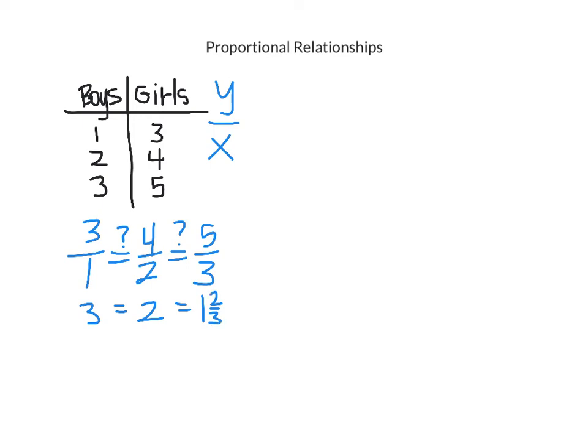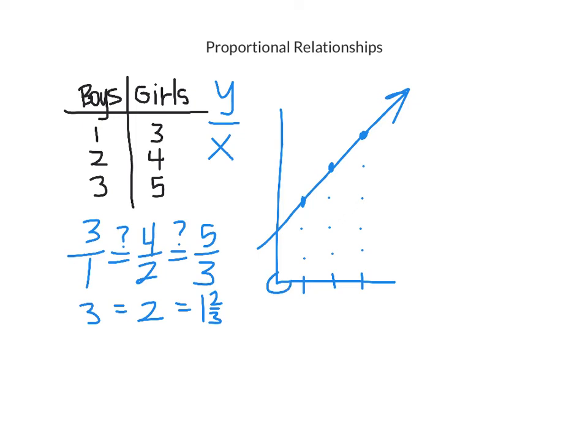If we were to graph it, just a quick graph, if we go over 1 and then go up 1, 2, 3, then we go over 2 and go up 1, 2, 3, 4, go over 3 and up 1, 2, 3, 4, 5. We see that those points lie in a straight path, but does it go through 0, 0? You can see that it doesn't. So it is linear, but it is not direct variation, and the relationship is not proportional.